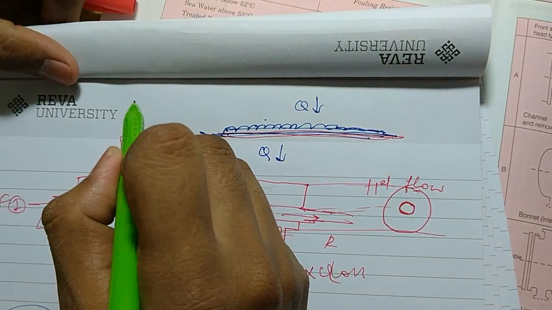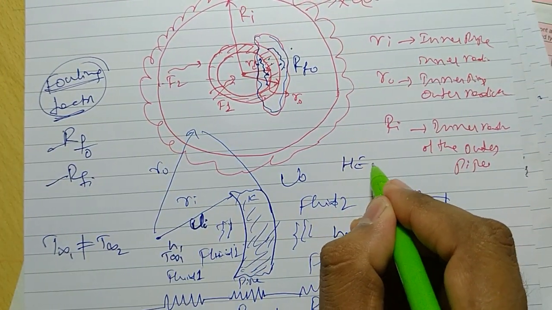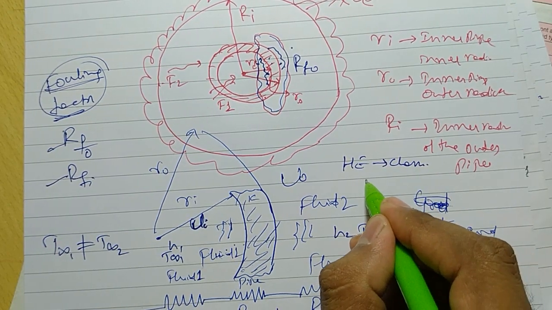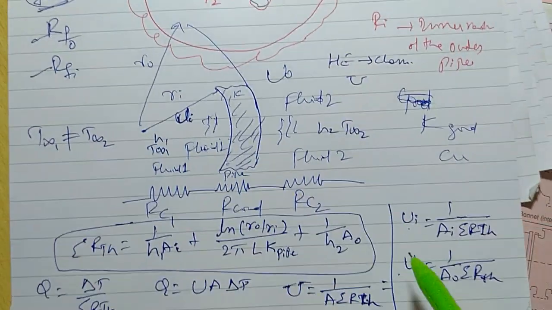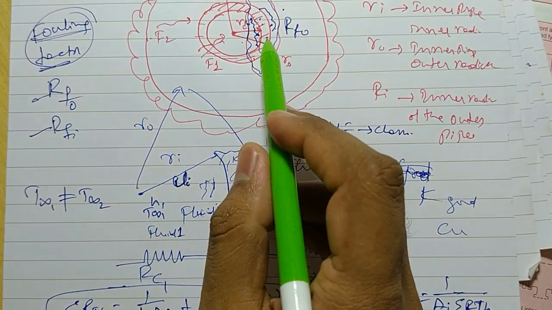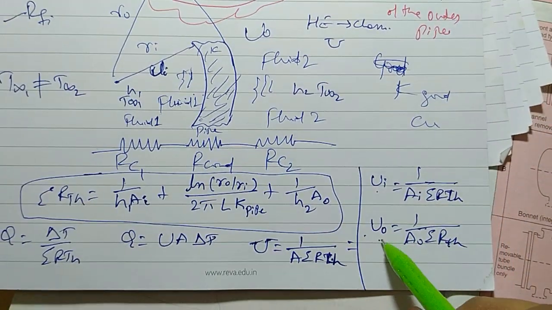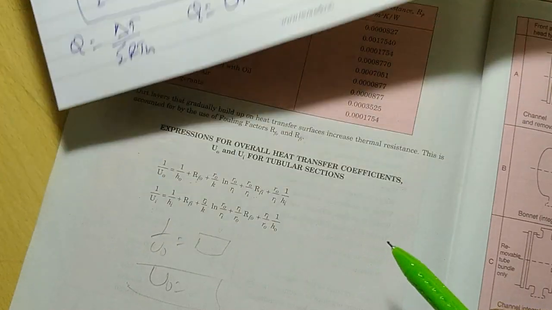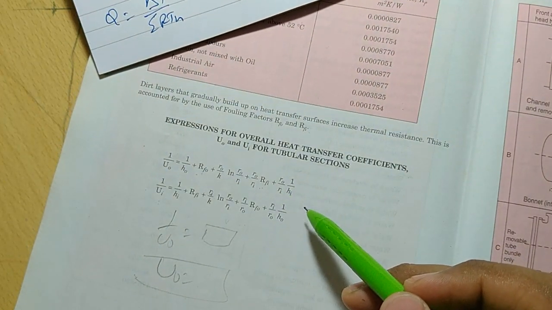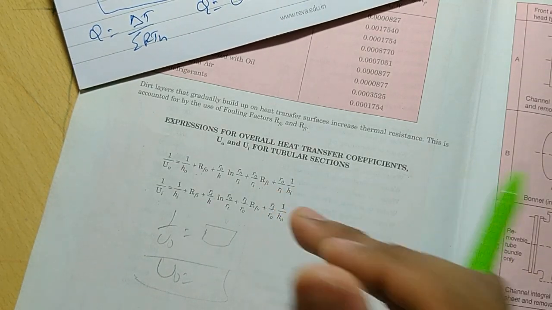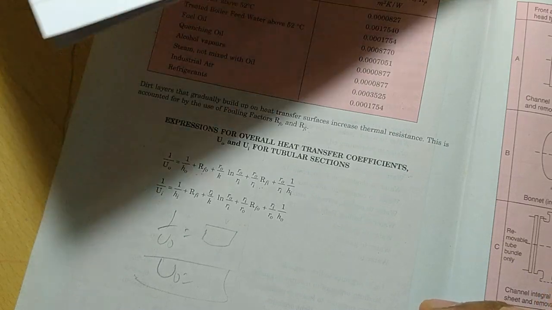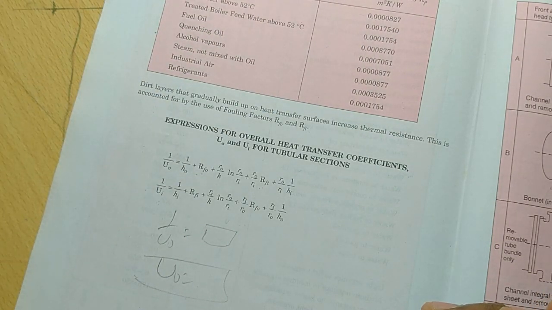Just now we discussed what is meant by the heat exchanger, then the classification, and the overall heat transfer coefficient. UI is the overall heat transfer coefficient inside the inner pipe. U naught is the overall heat transfer coefficient outside the inner pipe. UI and U naught are available in the data handbook. There is no need to derive the equation; we can take them directly from the data handbook. Later we will solve the derivation, that is LMTD, logarithmic mean temperature difference for parallel flow heat exchanger.